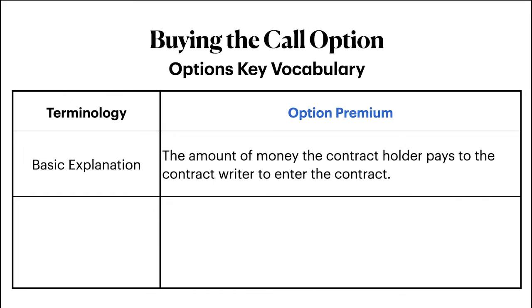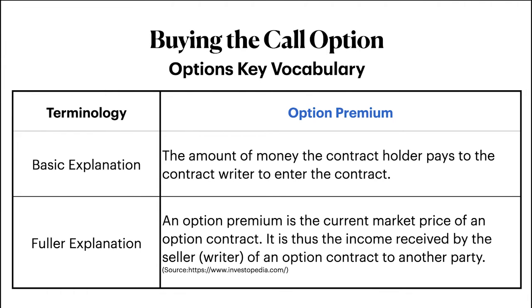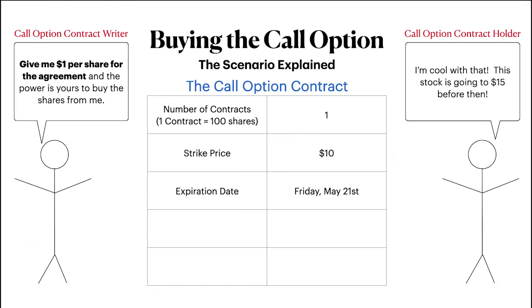So that amount of money that the contract holder, the one who's buying the contract, pays to the contract writer to enter the contract, that's what the option premium is. And again, if you want more of an explanation, there it is.